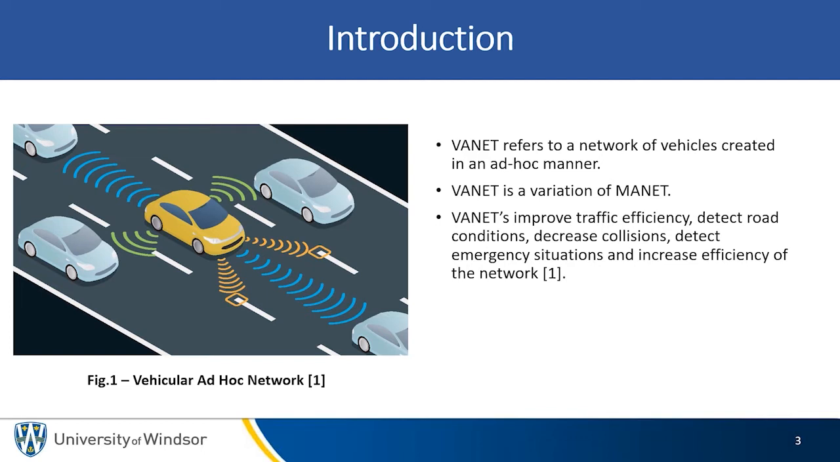VANET, on the other side, has emerged as a challenging and more viable variation of MANET. The freedom of nodes to enter or leave the network in VANET calls for different routing protocols than MANET. This inter-vehicle communication leads to exchange of information so as to increase traffic efficiency, detect road conditions, decrease collisions, detect emergency situations, and overall increase the efficiency of the network.